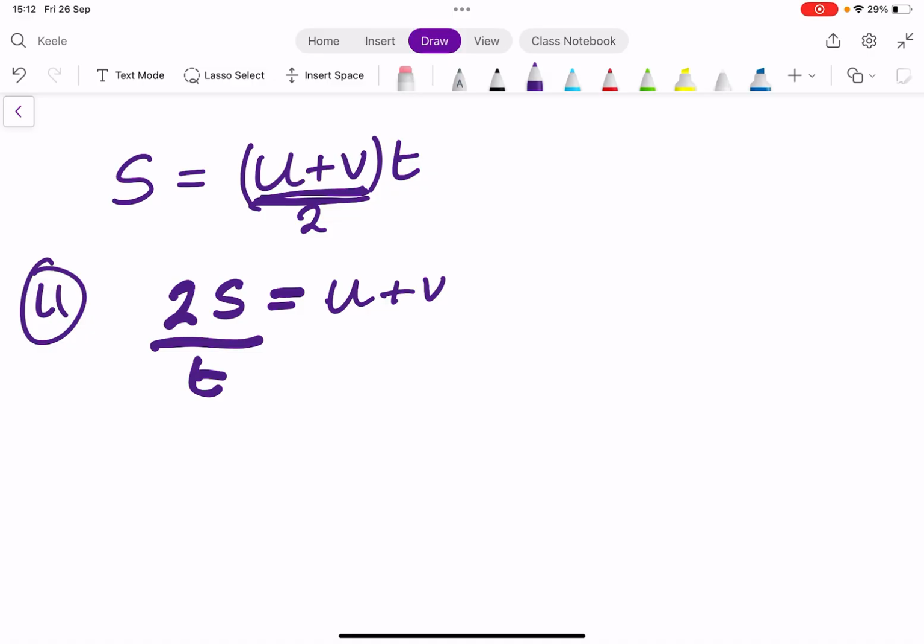I want the U. How do I get rid of a plus V? I take it away. Again, just be a little careful. You've got a thing that might be 2S over T. It doesn't matter. It's a thing, and you're taking away V to leave the U behind.